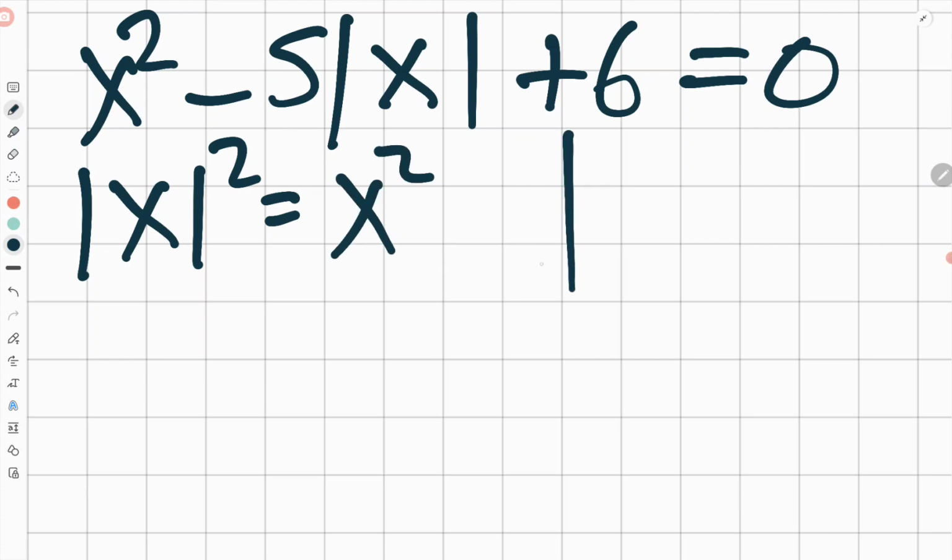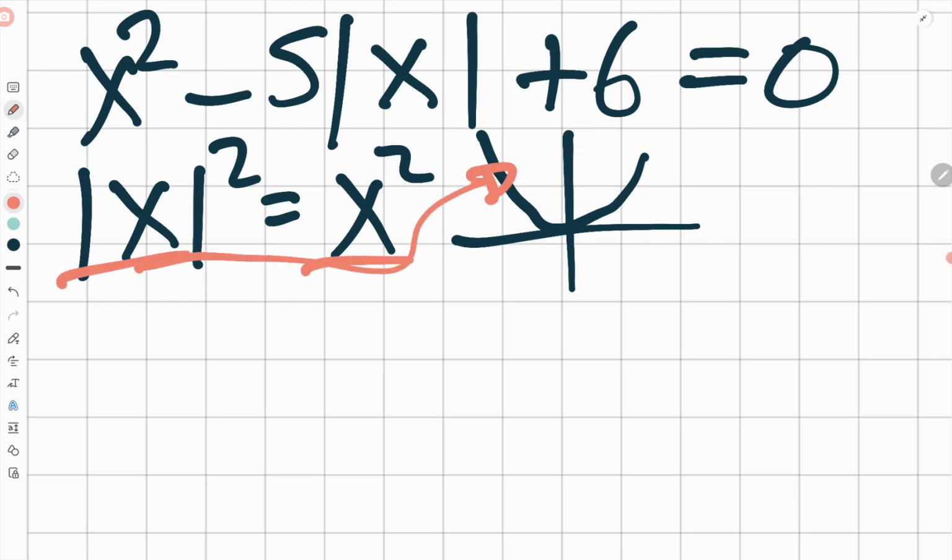You know this because if you graph x squared, it looks like this. If you graph the absolute value of x squared, it looks exactly the same. The graph of this and this, they both look exactly identical. That means this can be replaced with this in our equation. Otherwise, maybe you couldn't do that.